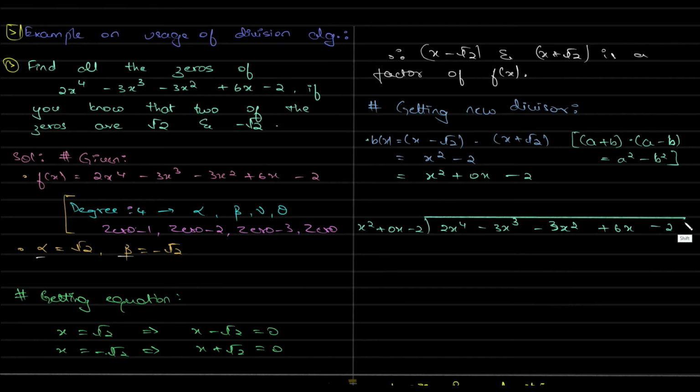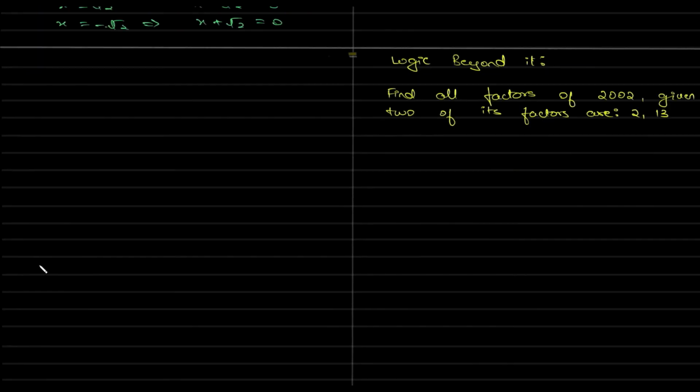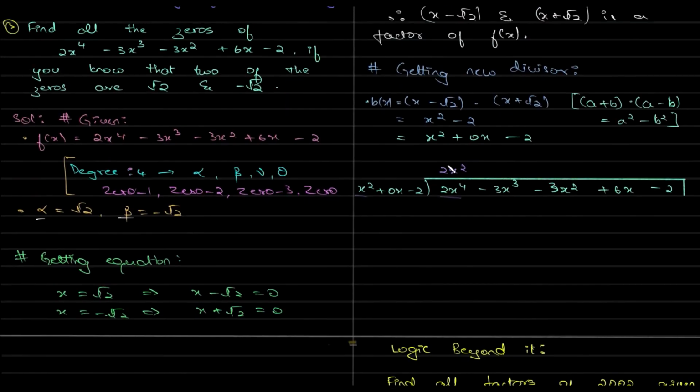Then you take the first term over here and divide it mentally. 2x to the power of 4 divided by x square is 2x square. You can always make some rough space and do it. So we have 2x to the power of 4 divided by x square: 2 divided by 1 is 2, x to the power of 4 divided by x square is x square. Then we have to multiply all of this with this.